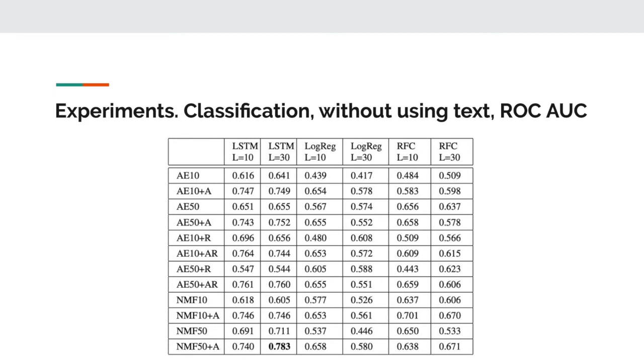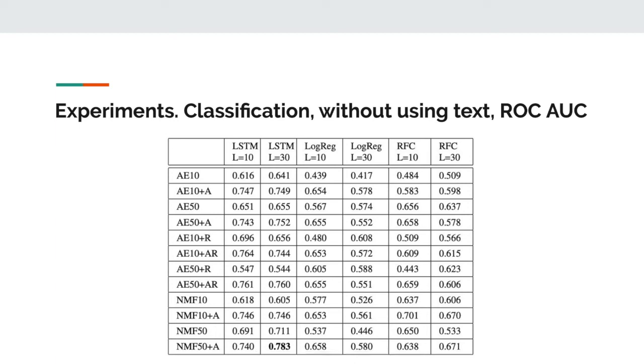Here are the results of the classification task using our models. The metric is ROC-AUC, the area under the ROC curve. The larger score means better performance. Here we can see that LSTM works better than other models, and the best way to build latent space is non-negative matrix factorization with 50 latent topics and using auxiliary features. And as we can see, using auxiliary features helps a lot in almost any way of building latent representation.